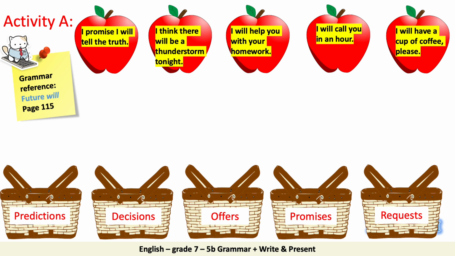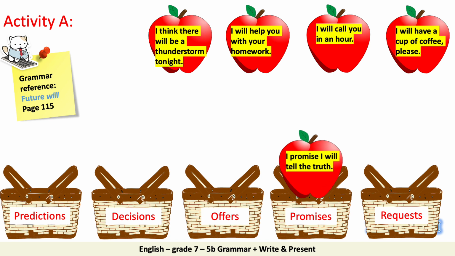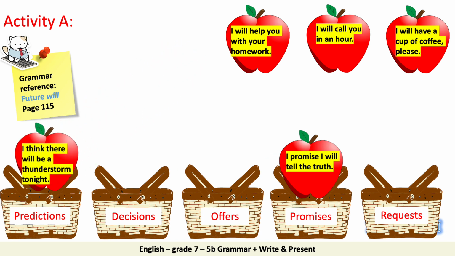Alright, let's check the answers together. The first sentence, I promise I will tell the truth. You must have noticed the keyword promise. So, this must be an example of a promise. Yes, well done. The second sentence, I think there will be a thunderstorm tonight. You must have noticed the keyword I think. So, what do you think this is? Yes, excellent. This is a prediction.